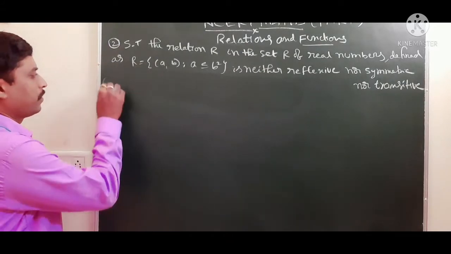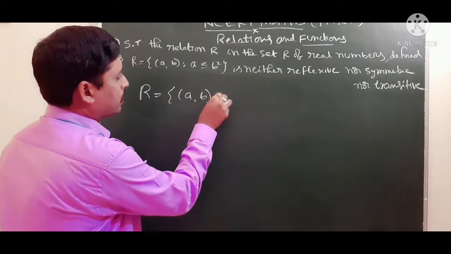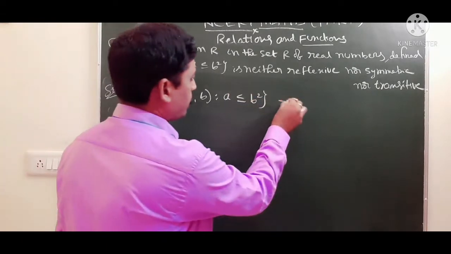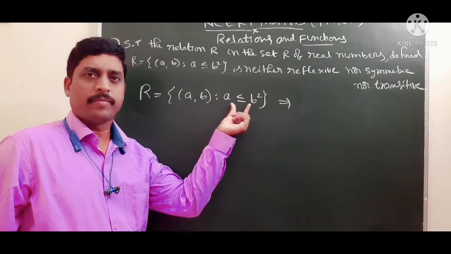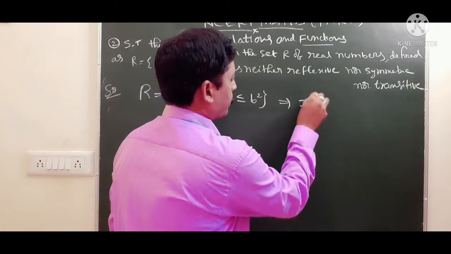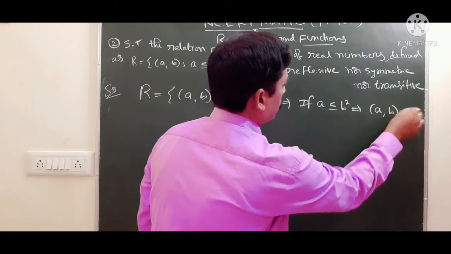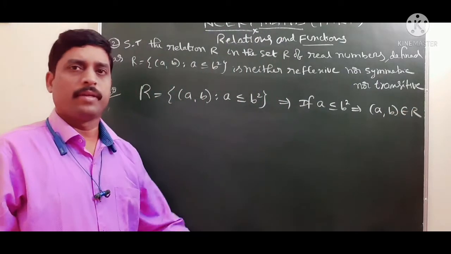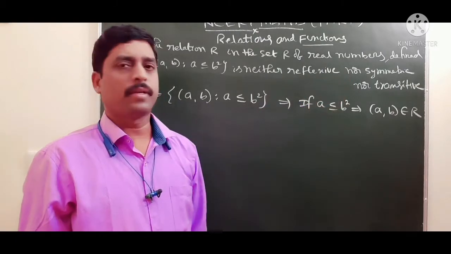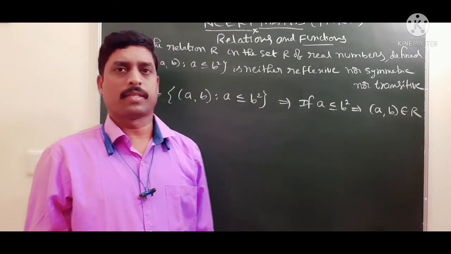So what is the given statement? Relation R is equal to the set of ordered pairs such that A is less than or equal to B squared. If this condition is satisfied, then the ordered pair (A, B) belongs to R. If A is less than or equal to B squared, that implies (A, B) belongs to R. That is the meaning of the statement. Our target is to show R is neither reflexive nor symmetric nor transitive.